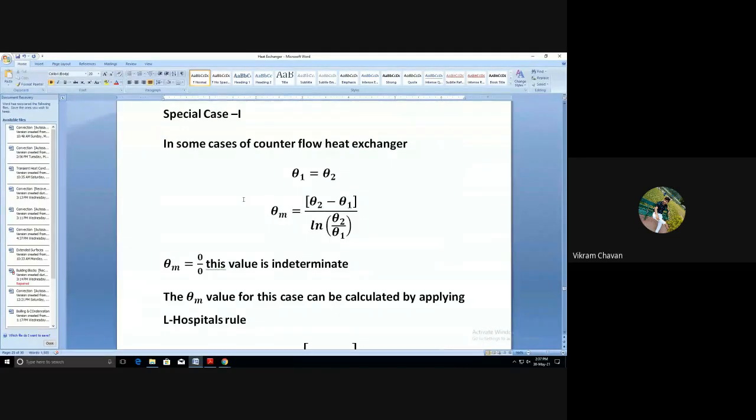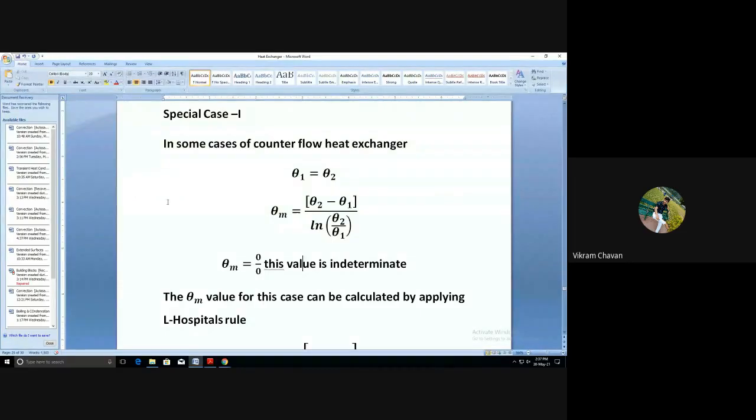Special case number 1. In some cases of counterflow heat exchanger, we will get theta 1 is equal to theta 2.